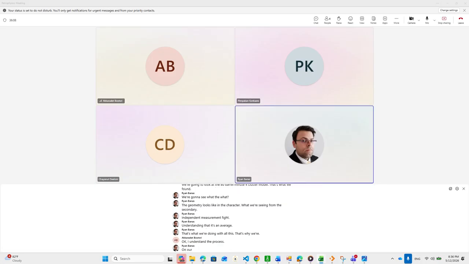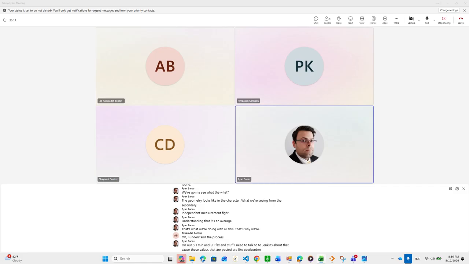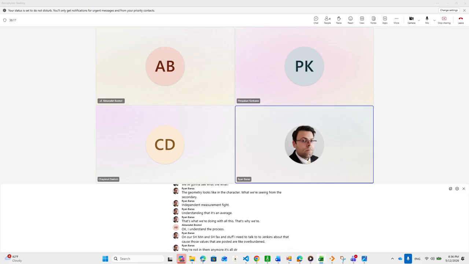And our SH min and SH max and stuff, I need to talk to Jenkins about that, because those values that are posted are like overburden. They're not minimum horizontal stress.